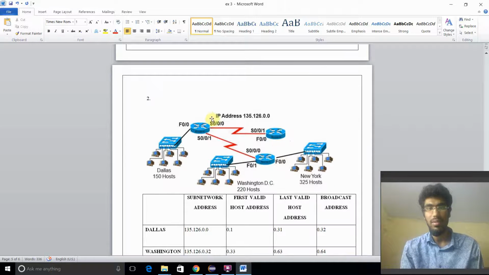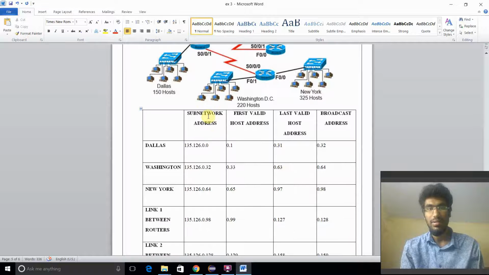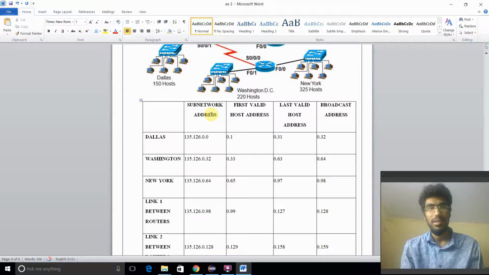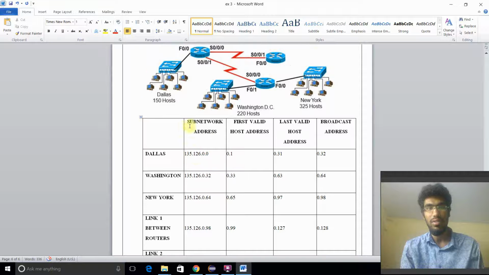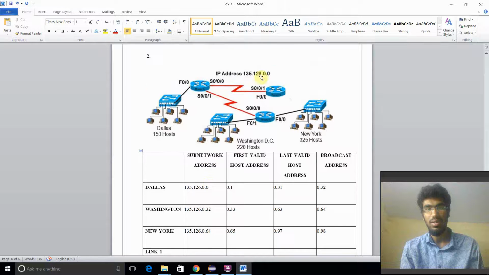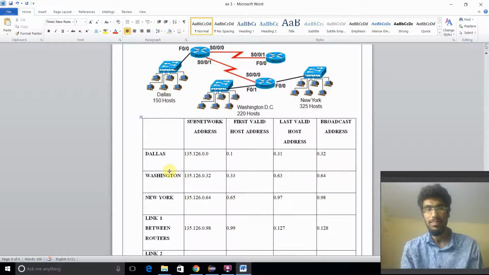The fifth problem is given here. So the subnetwork address for Dallas is 135.126.0.0, that is given already here. The first valid host address is 0.1 and the last valid host address is 0.31 and the broadcast address is 0.32.